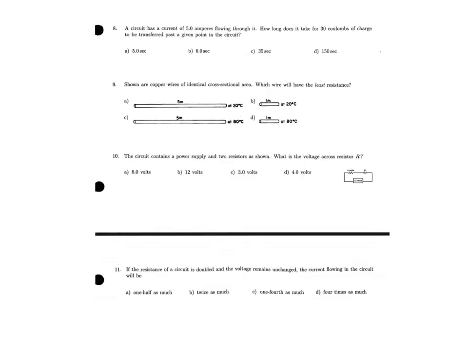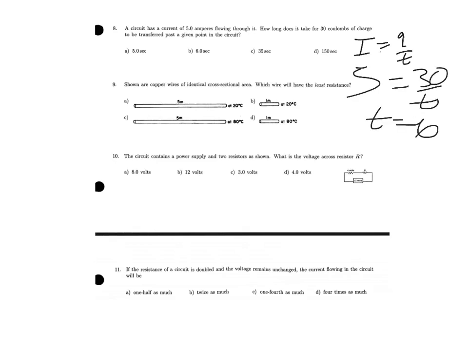Number 8 says that there's a circuit with a current of 5 amps flowing through it. How long does it take for 30 coulombs of charge to be transferred past that point? Well, our current is equal to charge over time, which would be 5 equals 30 over t, or t is equal to 6 seconds.